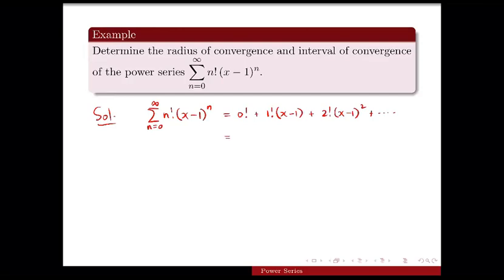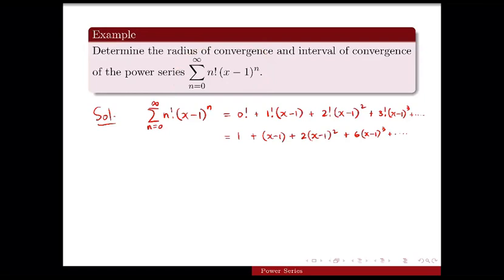Your 0 factorial, that's just 1, plus your 1 factorial, that's still 1, so you have x minus 1 here. Your 2 factorial, that's 2, so you have here 2 times x minus 1 squared. Let me add another term here. For n equals 3, you have 3 factorial times x minus 1 cubed plus etc. Now 3 factorial, that's 6, and then you have x minus 1 cubed plus dot dot dot. So this is the expansion of this series. Now, let us determine the radius of convergence and the interval of convergence.